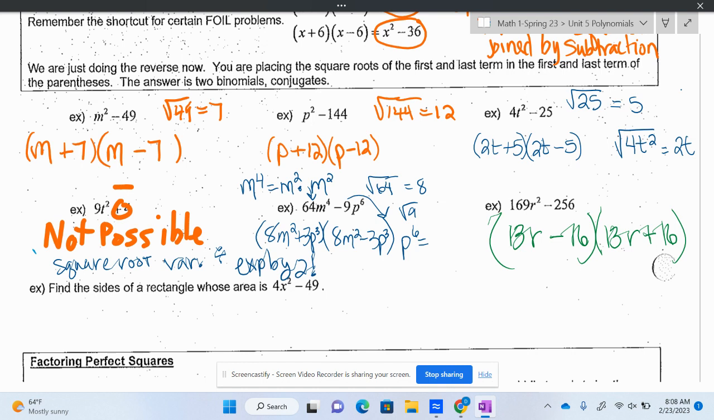You don't have an eraser? Here. I don't have a baby eraser either.